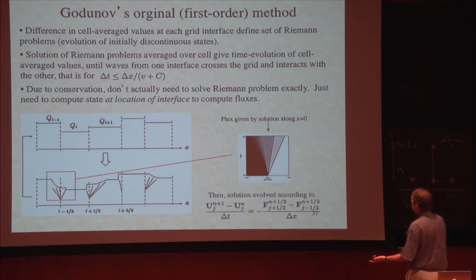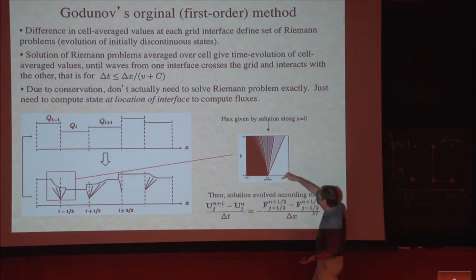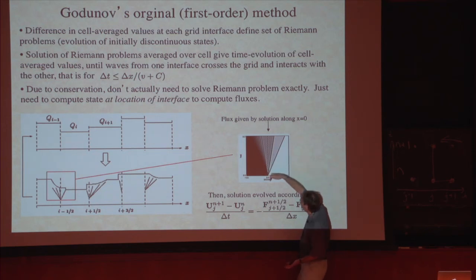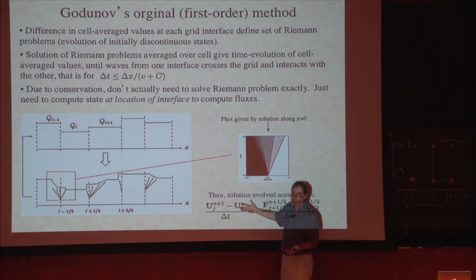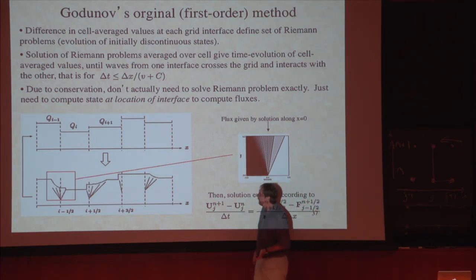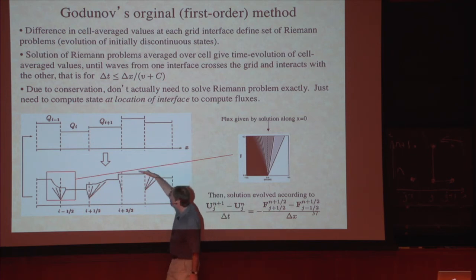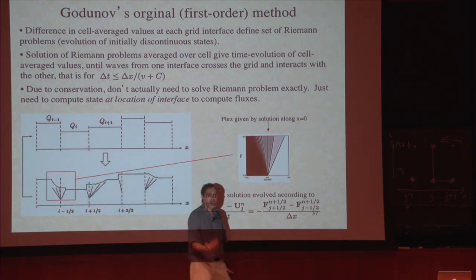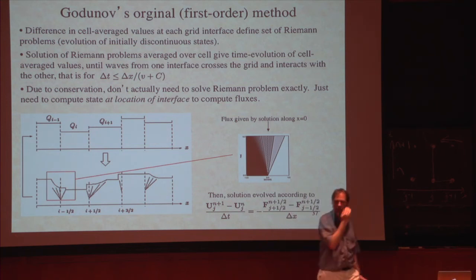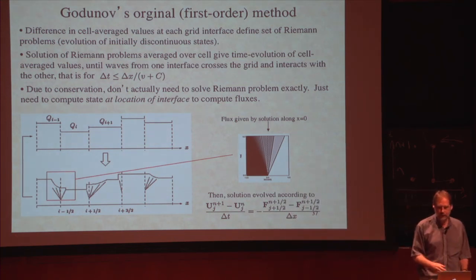Once I know the solution along the line x equals 0, I can compute a flux, I can put that in here, and I get the time rate of change of this conserved quantity. So the beauty here is I don't have to compute these complicated solutions using exact solvers. I can just compute the solution at discrete points at the interfaces, and that'll give me the flux, and that's just as accurate as getting the full solution. So that's the beauty of this method. So that's how it works.